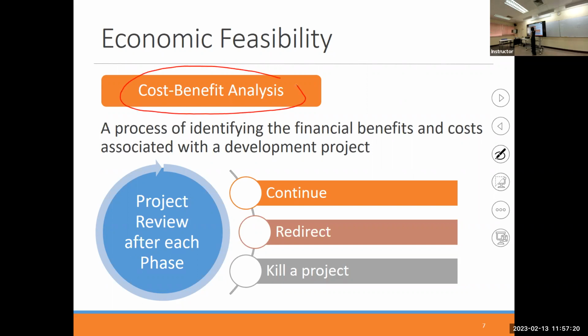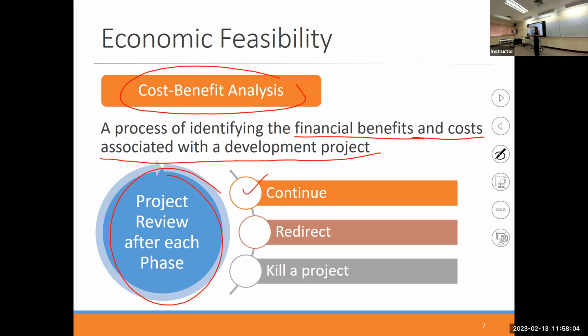We will do what is called cost benefit analysis, not only the cost. And in this part, it is a process to identify financial benefits and financial costs that are associated with the project development, okay? And every time you make a feasibility assessment, you always have 3 choices. Every time you make a review, monitoring, and so on, whether your project is still healthy and worth a go or not, your 3 choice is continue.